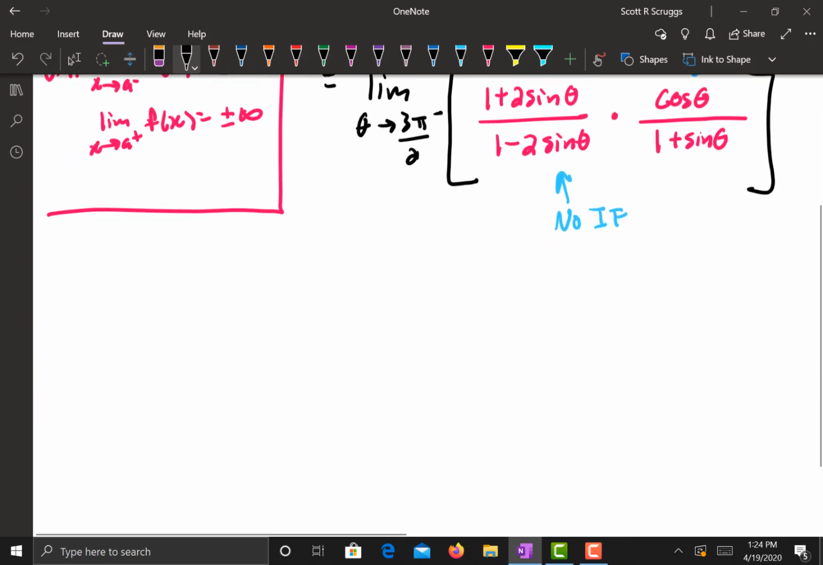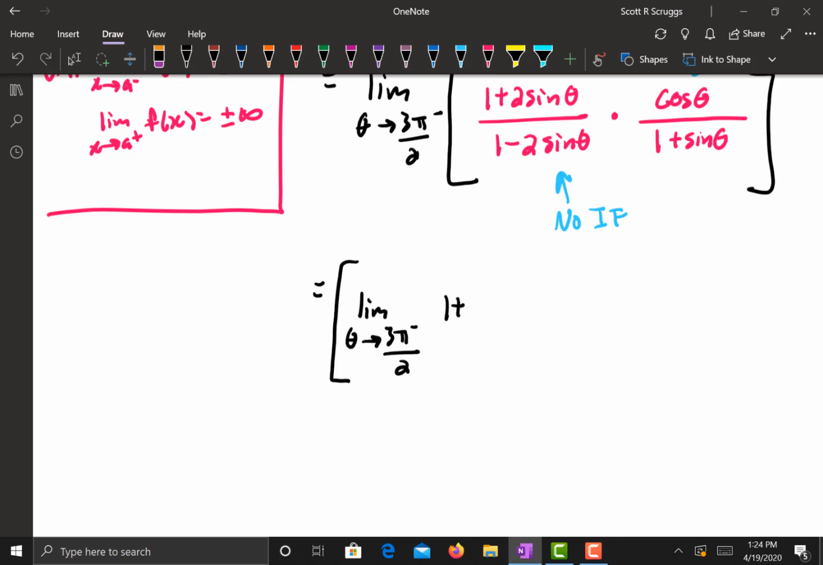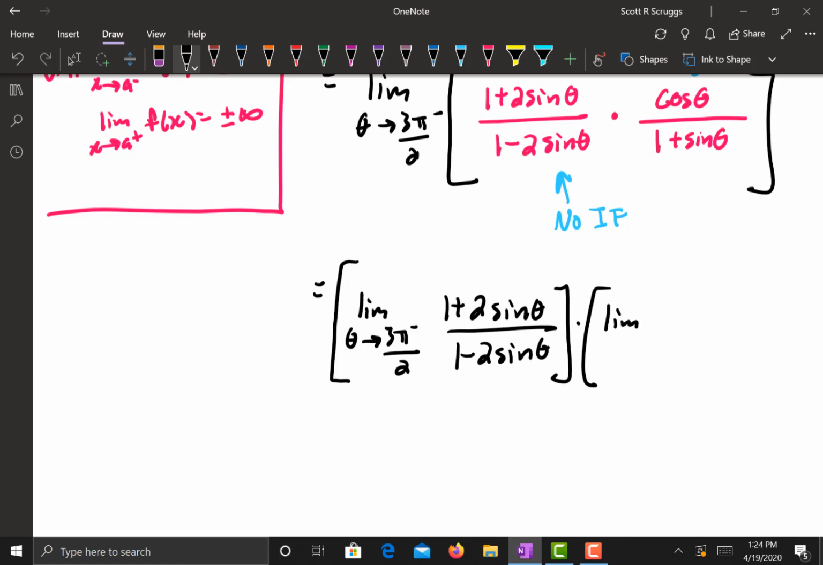And so now I'm going to use my property of limits that says if I'm taking the limit of a product of two functions, I could take the limit of the first function that's being multiplied, multiplied by the limit of the second function that I'm working with.